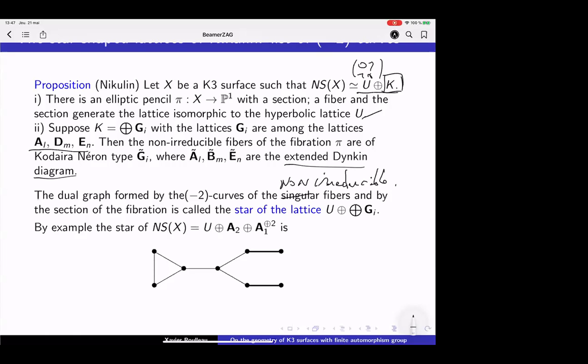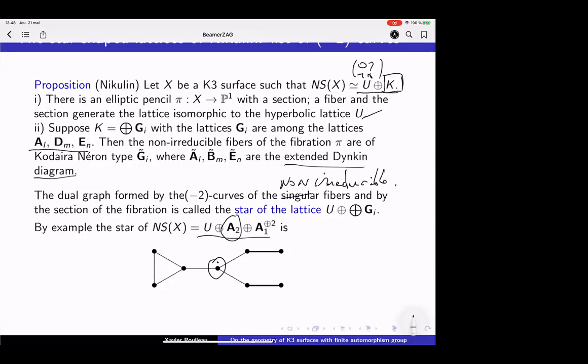And the section of the fibration is called the star of the lattice. So it is a graph of that. A better example: it is better to give an example. So here you have the section, so you have that lattice. I gave you the section.